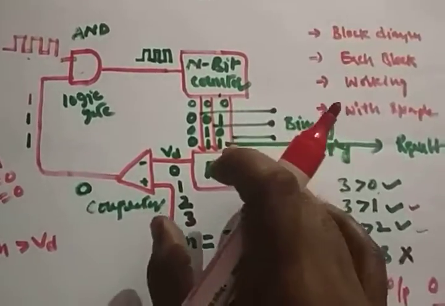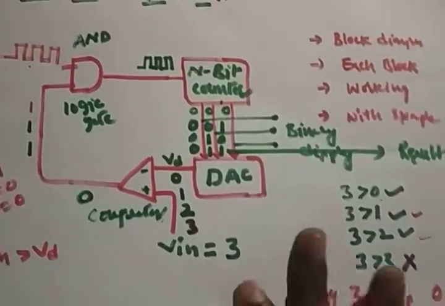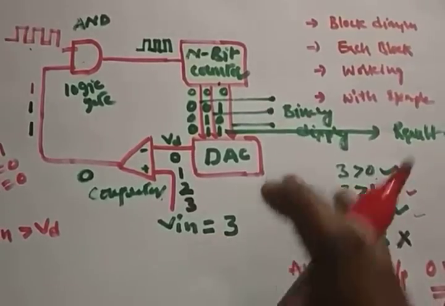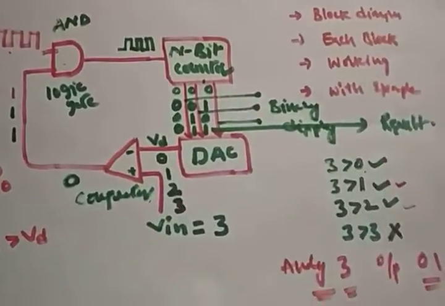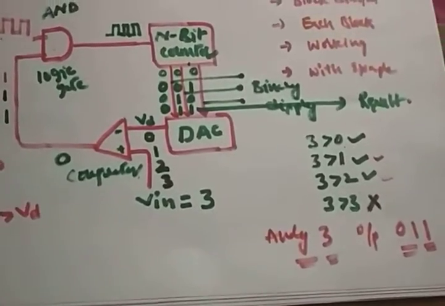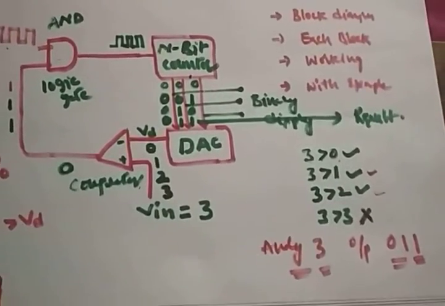Then the counter will decide the 3 clock pulses. The counter will display the digital signal, that is, the analog to digital form. Hope it's clear. In this way the counter type will go.